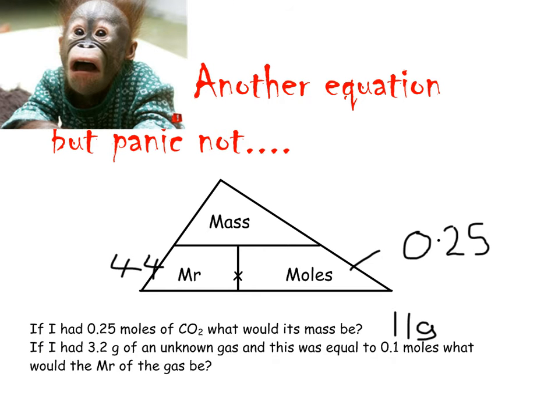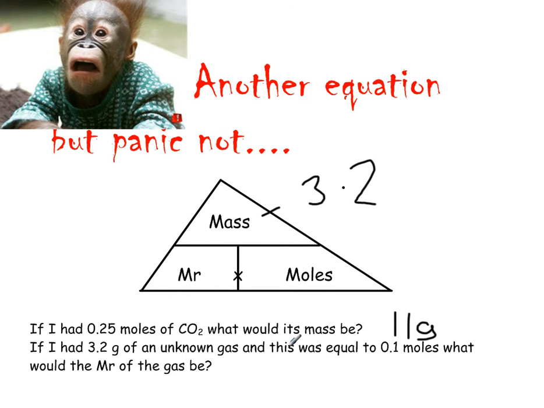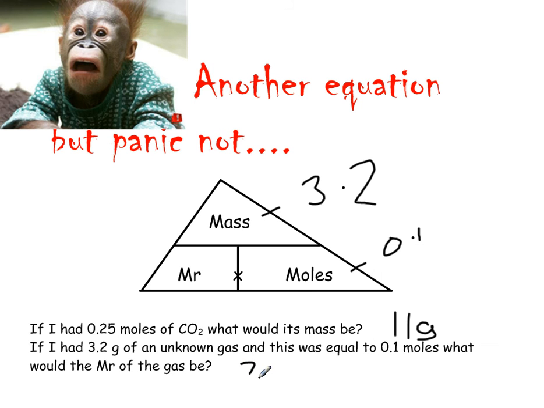Here's the next one. Marvellous. If I add 3.2 grams of an unknown gas, and that's equal to 0.1 moles, what would the Mr be? You've got this one, do that divided by that, and that will tell you the answer. 3.2 divided by 0.1. The answer there, 32, is the Mr. So endeth moles. Marvellous.